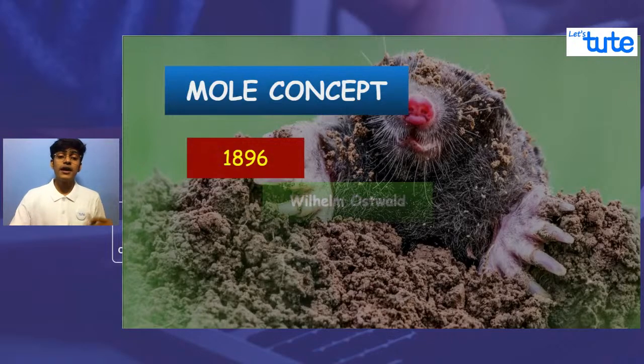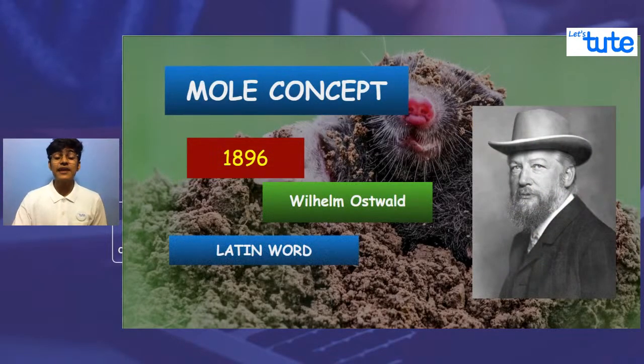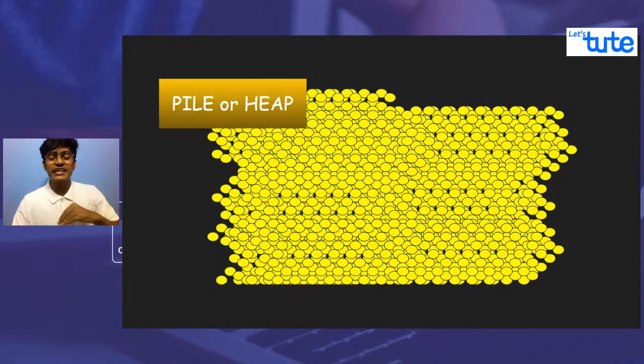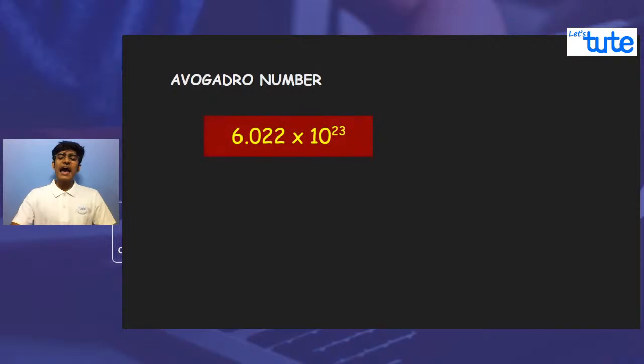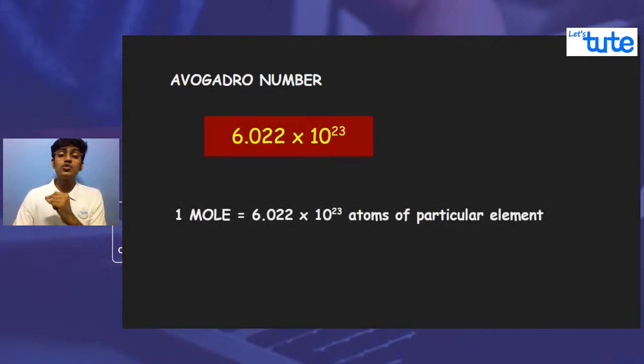Now we learned about the mole concept. It was introduced in 1896 by William Ostwald, and it is derived from a Latin word, mole. So what does mole actually mean? Mole means piles or heaps of many atoms together, we just stack them together. And 1 mole is equal to Avogadro's number, named after Sir Avogadro. Avogadro's number is 6.022 x 10^23, and 1 mole is equal to 6.022 x 10^23 of that particular element.